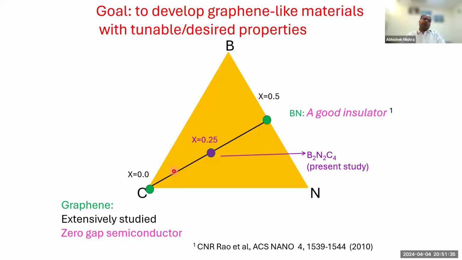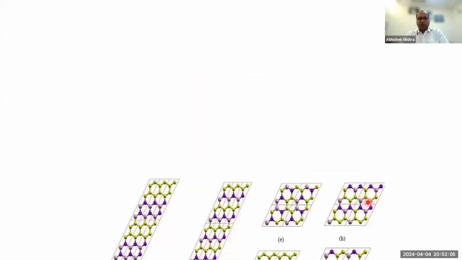So here the aim was to mix graphene with boron nitride and find out what kind of ordering you have in such structures, what kind of electronic nature they will have, their surface energies, and how they will behave towards greenhouse gas absorption, CO2 activation, and all. So let's quickly move on.